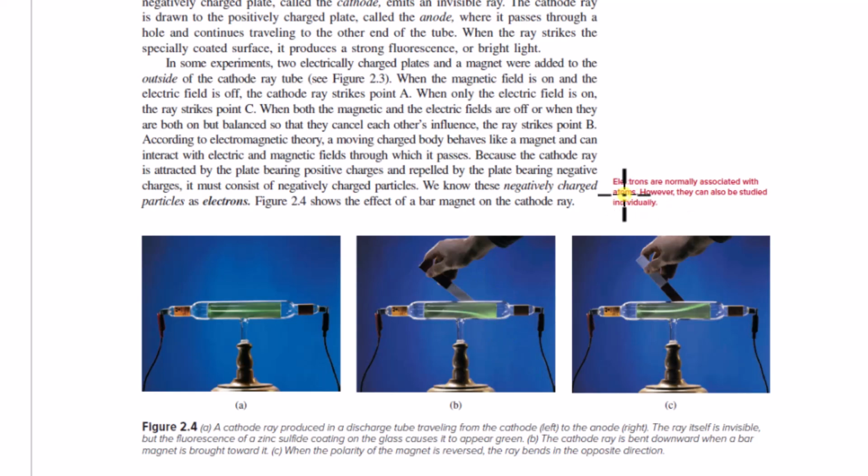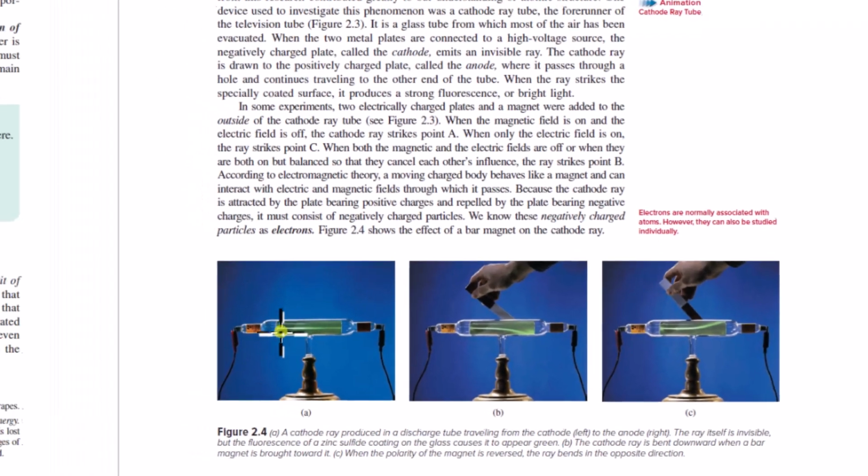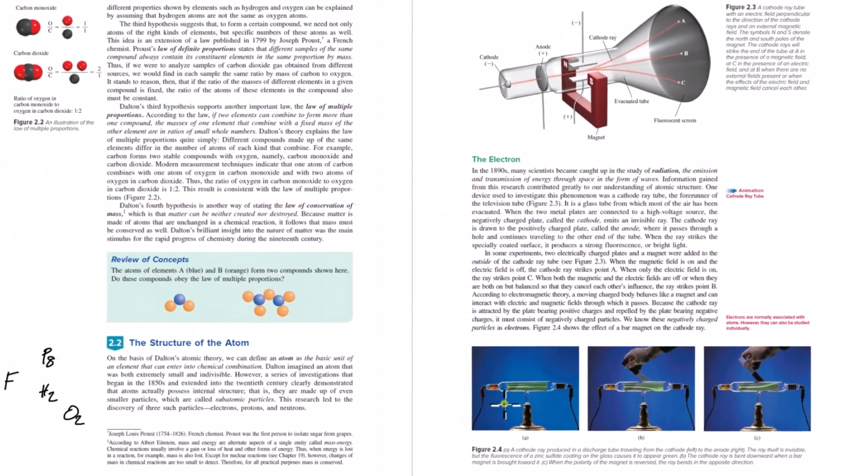Now it says here electrons are normally associated with atoms. However, we can see here that you can study electrons individually. You've got the charged plates where the electrons are contained. They're surrounding the atoms when they're contained within the metal plates. But once you apply the voltage and the vacuum and you get the cathode ray, it's not like that. We know that the atoms don't come out of the metal with the electrons into the cathode ray. It's just the electrons.